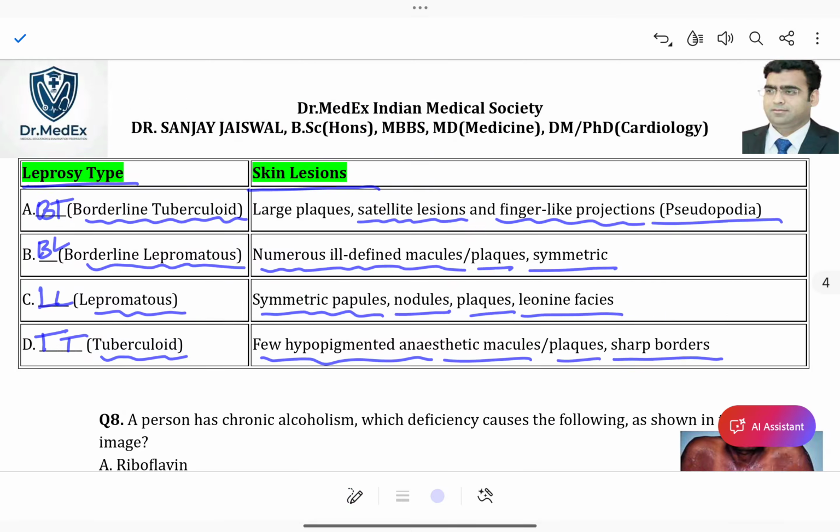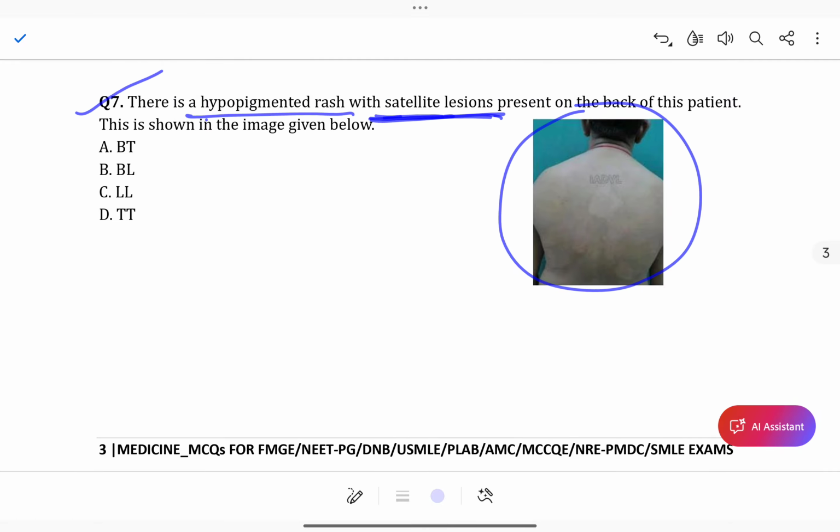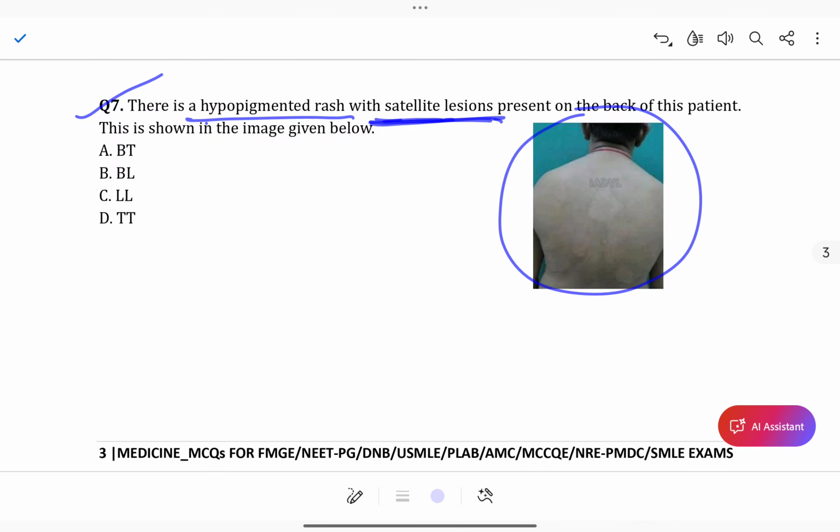So come to the question again and tell me the answer. I have explained the question. There is a hypopigmented rash with satellite lesions. Satellite lesion was present in my definition, the definition in A, present on the back of this patient. So option A is the answer. The best answer is option A because hypopigmented rash and satellite lesions are present in the definition of borderline tuberculoid. So this is our option. I have given the reason.